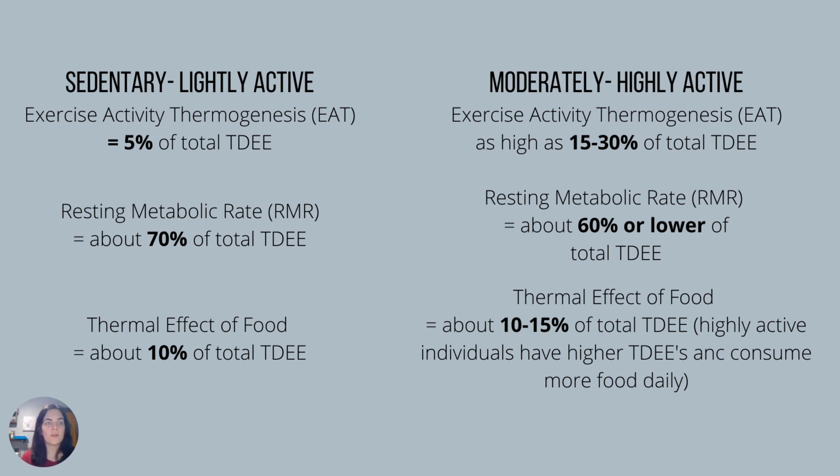So the last one was the thermal effect of food, which is about 10% of your total TDEE when you are sedentary or lightly active. But when you're moderately to highly active, it takes up about 10 to 15% of your total TDEE, usually because highly active individuals have higher TDEEs. Obviously the more active you are, the more energy you require, so the more calories you require, and so the more food you require. Because they're eating more food, their body is using more energy in the thermal effect of food in order to break it all down.